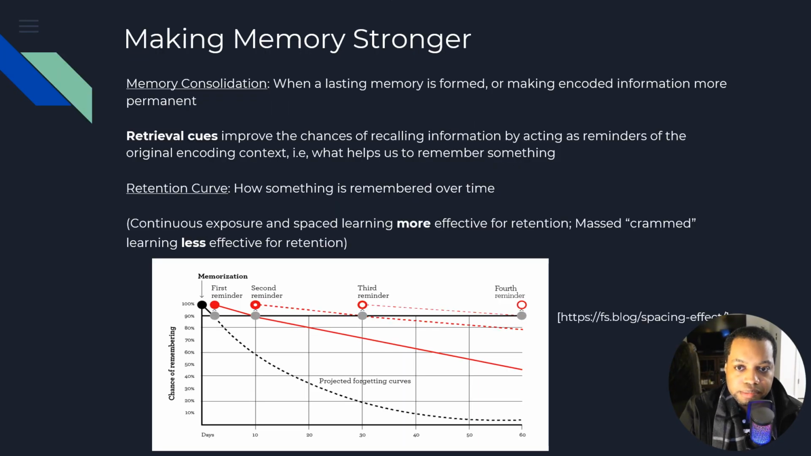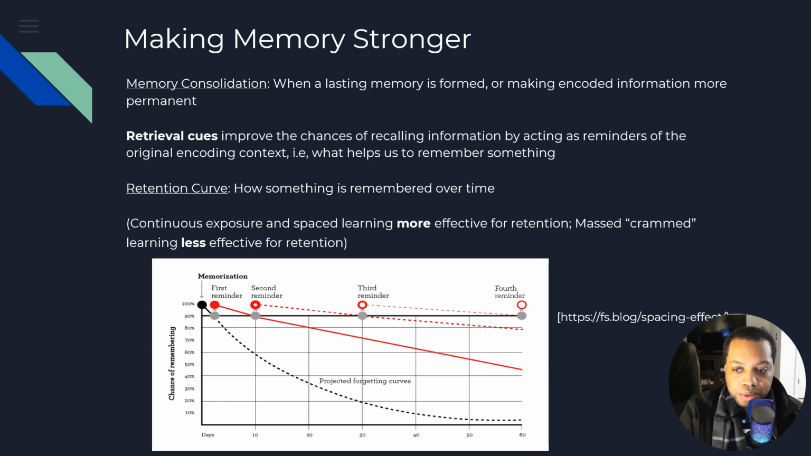In making memory stronger, we might think of memory consolidation. When a lasting memory is formed, or making encoded information more permanent. So you might think of not only encoding information, but how do you make that encoded information last, which is very important. When we think of memory, we oftentimes think of something that persists over time, that we can actually use and access. Otherwise, it just tends to fade into oblivion and become rather unusable.